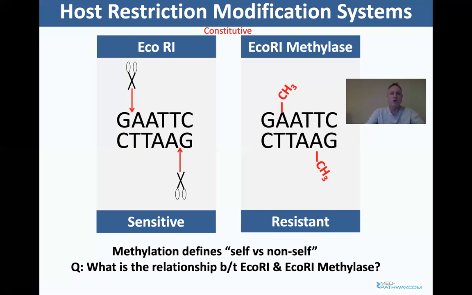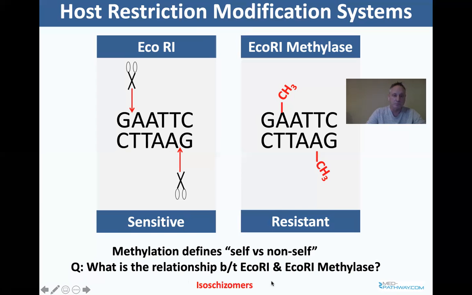And what you see then are two distinct enzymes, EcoRI and EcoRI methylase, that can recognize the exact same DNA sequence but perform different catalytic functions. The relationship between the two is known as isoschizomers.